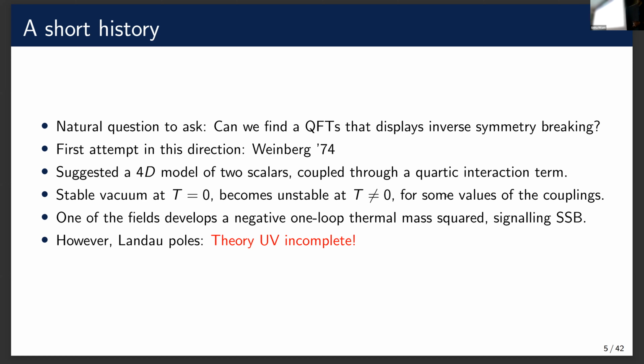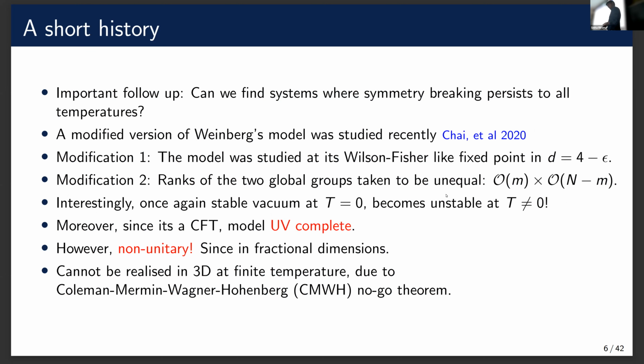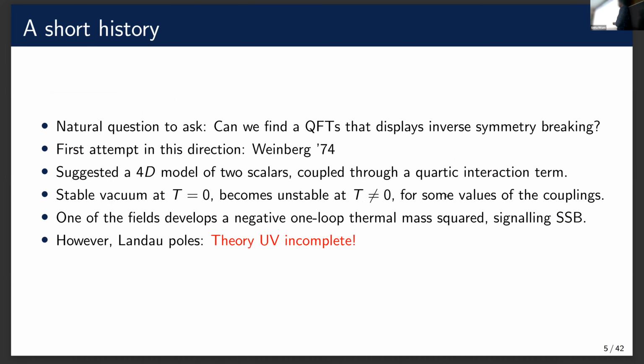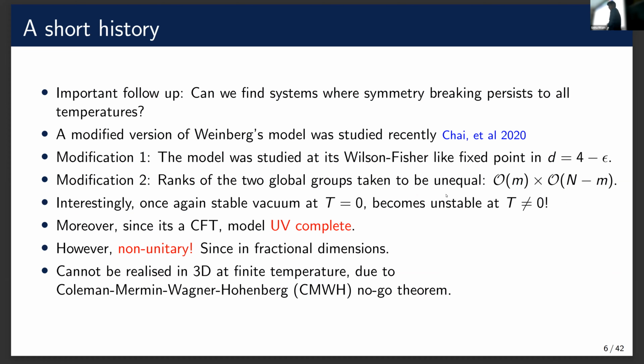Okay. And sorry, can I ask? Yes, please. Do you need to fine-tune anything in this model for the thermal mass square to be negative? I think it only works for certain values of the coupling between the two fields, not for all values. So that coupling needs to be negative, and even then, it has a range of negative values for which it works. So that's the kind of fine-tuning you need. There's some fine-tuning required even in the other models that I'm going to describe. Yeah, it's not a very generic property of these models. Okay.